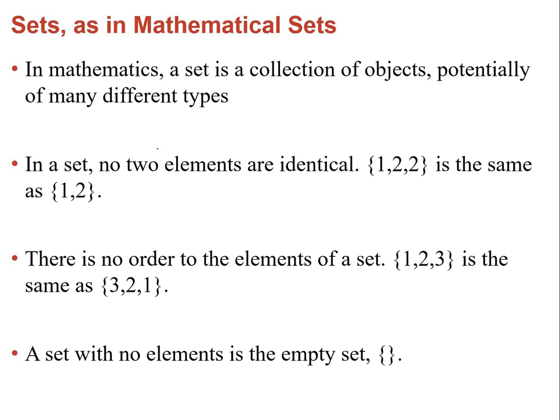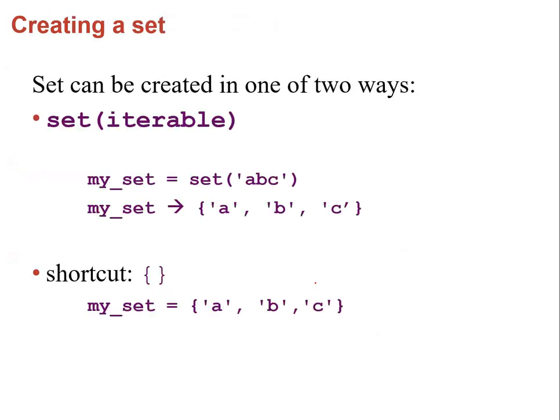For example, there cannot be any repetition of elements in a set. So this set is the same as this, right? And there's no order to the elements. In other words, no matter what the order, the set is the same. 1, 2, 3 is the same as 3, 2, 1. And a set can be empty also, just like a list. If it's an empty set, we typically represent it by empty curly braces.